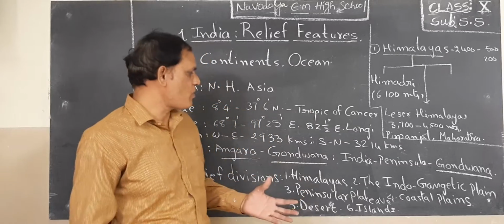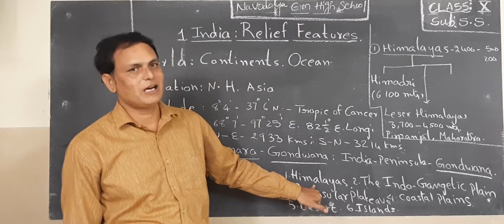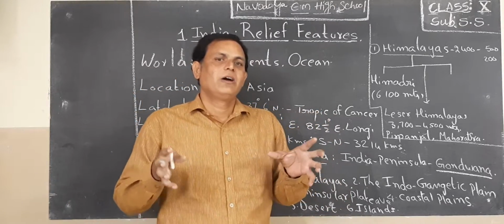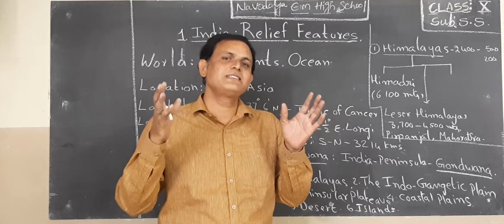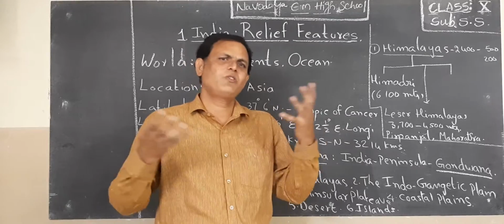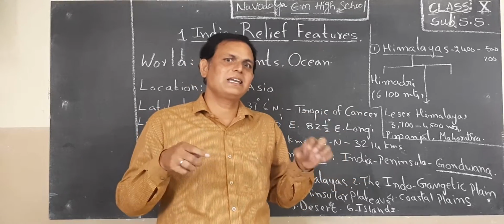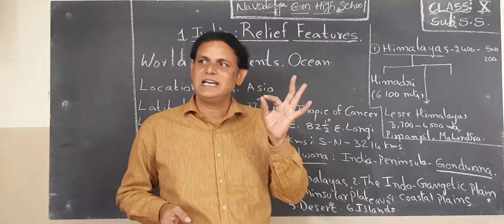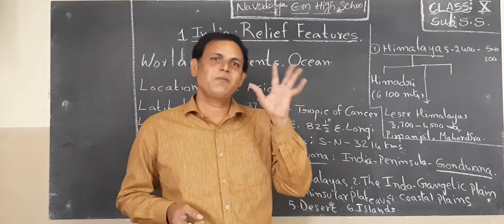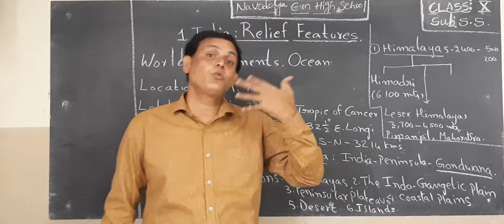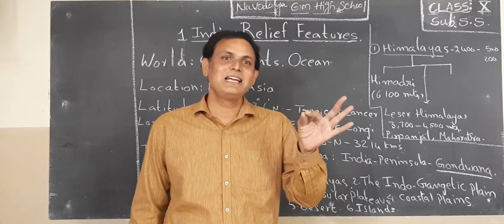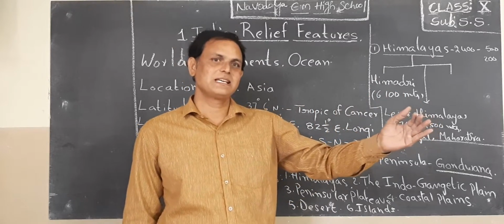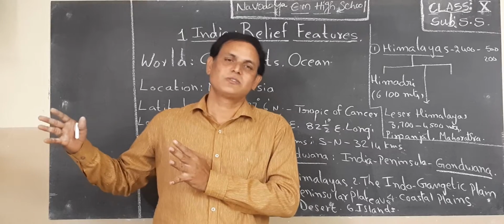Okay children. Next, among them, what is the first one? Himalayas. Actually, Himalayas are very young folded mountains in the world, children. Many mountains are there in the world, but the Himalayas are young folded mountains. You keep in mind, young folded mountains are Himalayas. Okay children. Next, what are the old folded mountains in the world? Aravalis are old folded mountains. Young folded mountains, Himalayas.